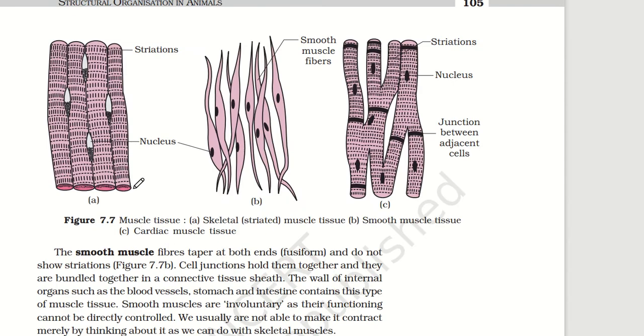Here we are seeing the diagram for skeletal muscle. This is a smooth muscle and this is your cardiac muscle. Here you see the bands, that is the striations, which are present in the skeletal muscle. You can see the smooth muscles which are spindle-shaped, also called fusiform. We will come to the theory of it. And you can see in cardiac muscle, they are branched and also show striations.